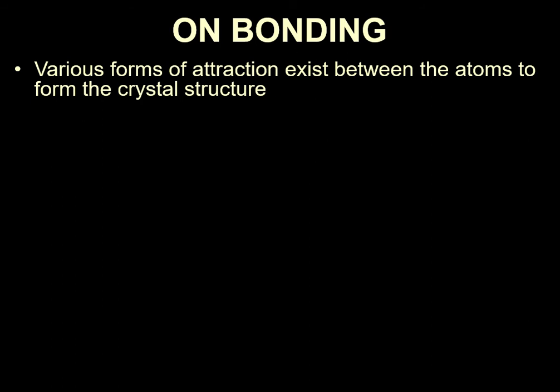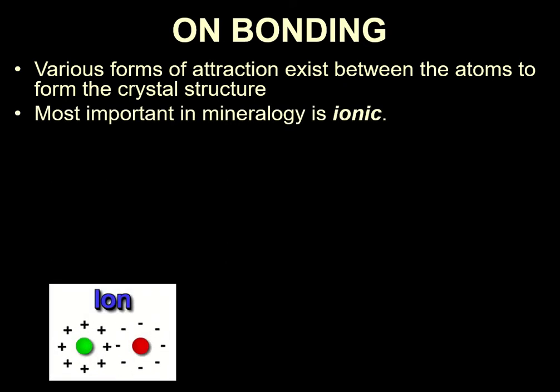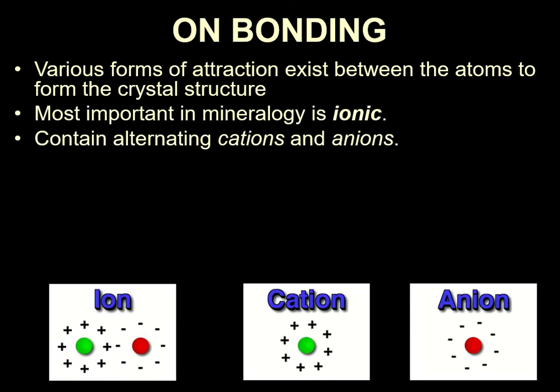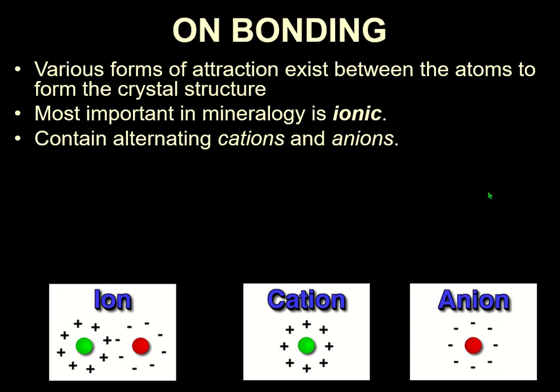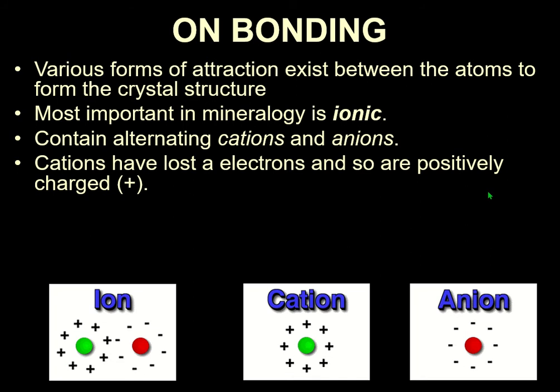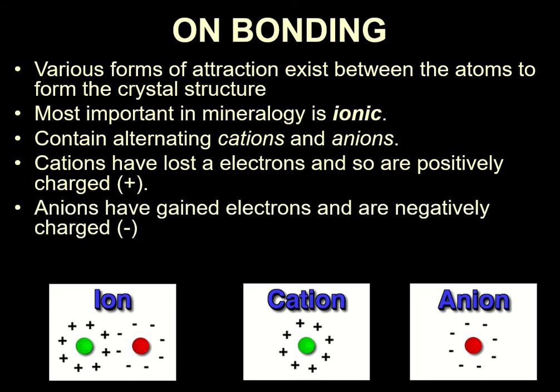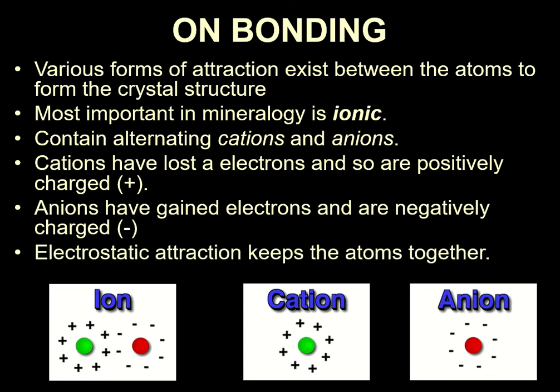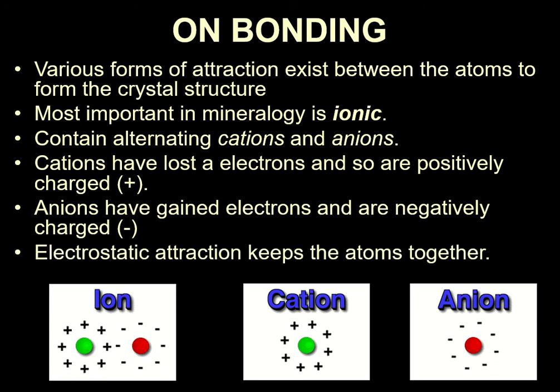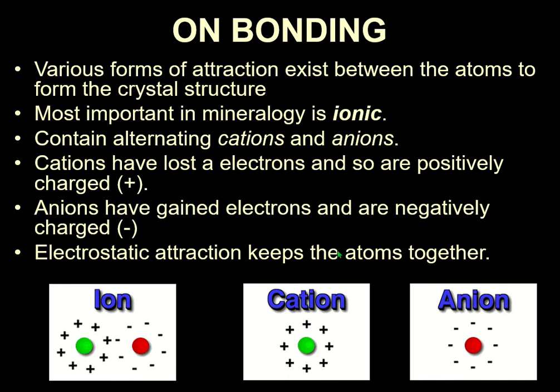So there are various forms of attraction existing between the atoms to form the crystal structure. The most important to mineralogists is ionic bonding. This contains alternating cations and anions. Cations have lost electrons and so are positively charged, and anions have gained electrons and are negatively charged. Electrostatic attraction keeps the atoms together. Why this all works, you'd have to go and look at the archaeology of stuff lectures.